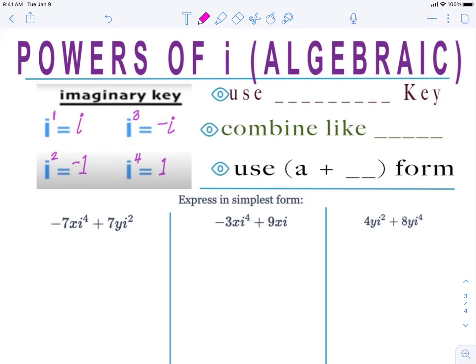So today's lesson, first of all, before I get started, be sure you have paper or a notebook, and a pencil or writing utensil to write down these notes, right? Today's lesson is called Powers of I, Algebraic. If you notice, we have our imaginary key here. We have a picture of our imaginary key. We're going to be using that a lot today.